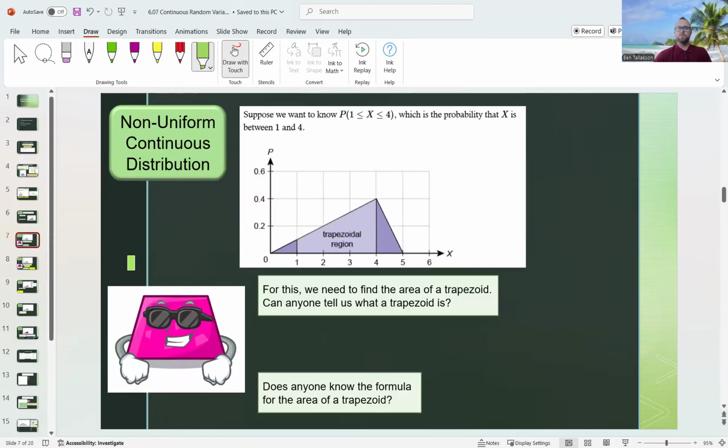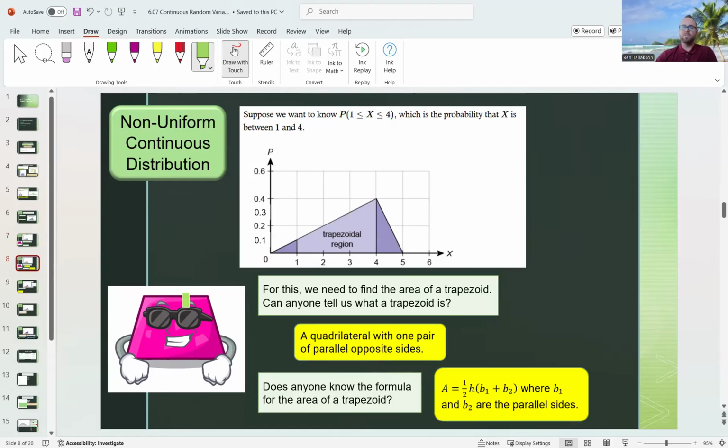But what if we wanted to find the probability of a certain region of this? For example, the probability that x is between 1 and 4, including 1 and 4. Well, that's going to form a trapezoid. That light purple is a trapezoid. Could you tell me what a trapezoid is? Maybe the definition? If not, do you remember the formula? Well, if you don't, that's okay. I'm going to remind you right now.